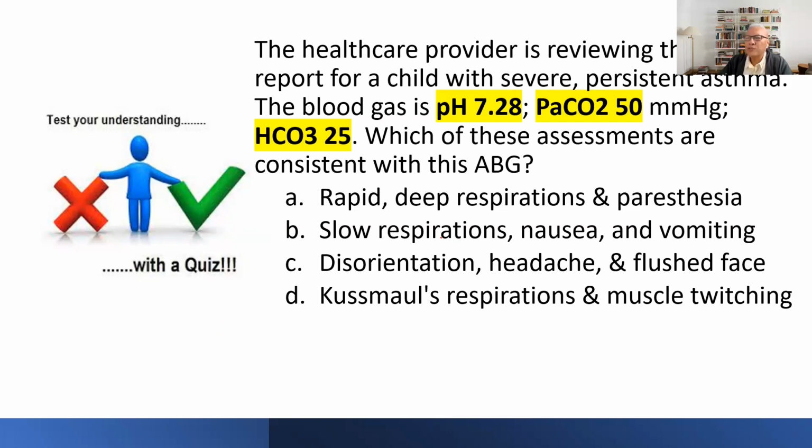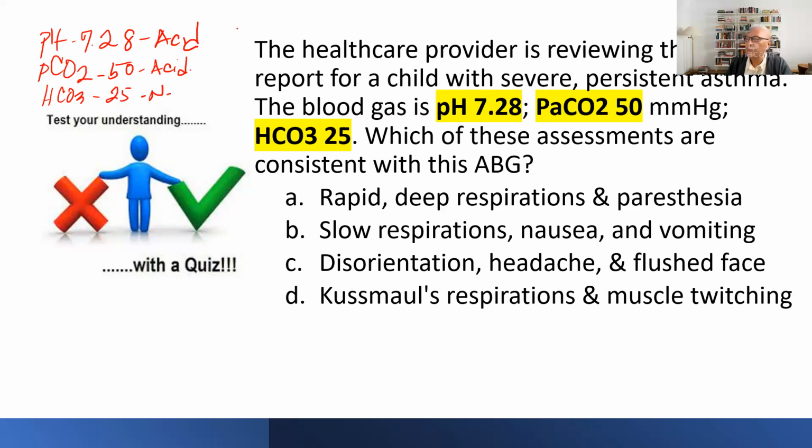All right, so let's first study the blood gas. A pH of 7.28 is acid, right? And the CO2 of 50 is acidic. And the bicarb is 25. So this is normal. So we have an uncompensated respiratory acidosis.